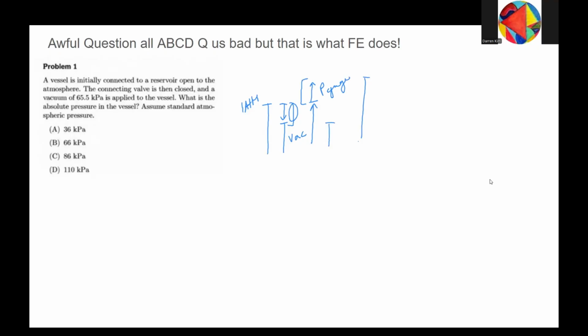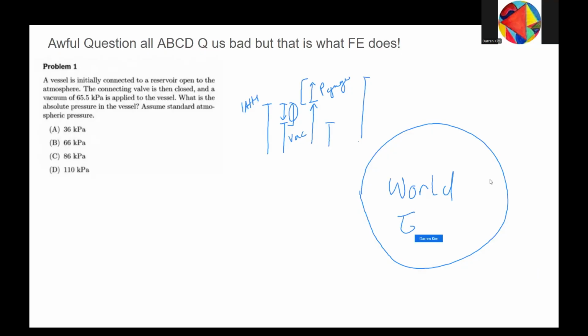Now, why do we choose 1 atm? 1 atm is the atmosphere of whatever world you are on. So most times you're in Earth's atmosphere. So Earth is 101 kilopascals.